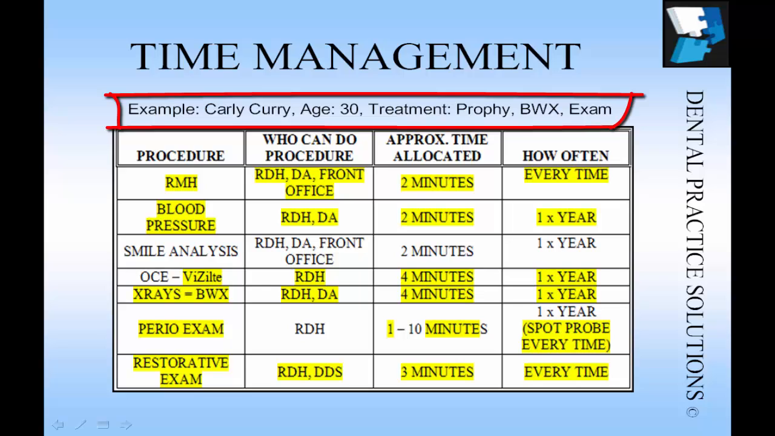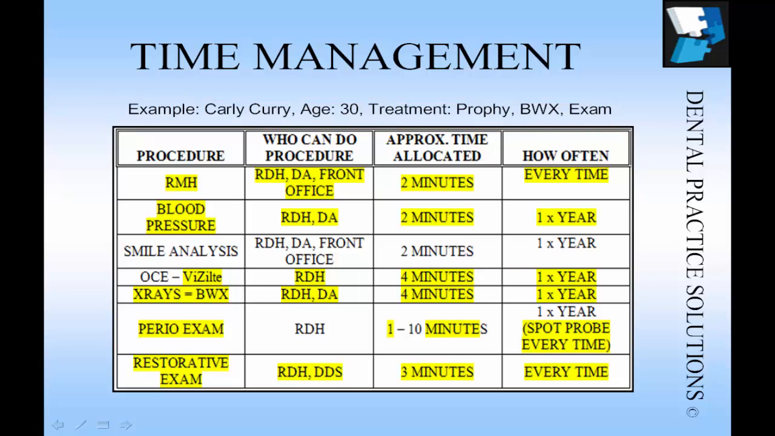Now, Carly Curry is going to come back in 6 months, and when she comes back, we know that we're going to review that health history again. If we know that Carly Curry needs a new medical history, we're going to ask Carly at this appointment now in May that when she comes back in November, she's going to come in 5 or 10 minutes early. And when Carly comes in for her next hygiene appointment, I'm planning to do a blood pressure screening, and I know it's going to take no more than 2 minutes. I'm also going to use my Visalite at that appointment, about 4 minutes, and x-rays.